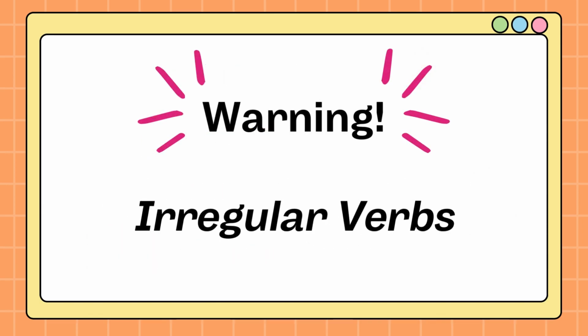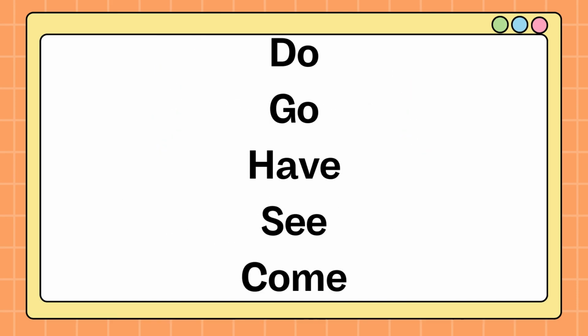Be careful. With the past tense, there are many irregular verbs that don't follow the ed rule. Let's go over the most common ones. These verbs, do, go, have, see, and come, all don't follow the ed rule. Let's see how we use them in the past simple tense.